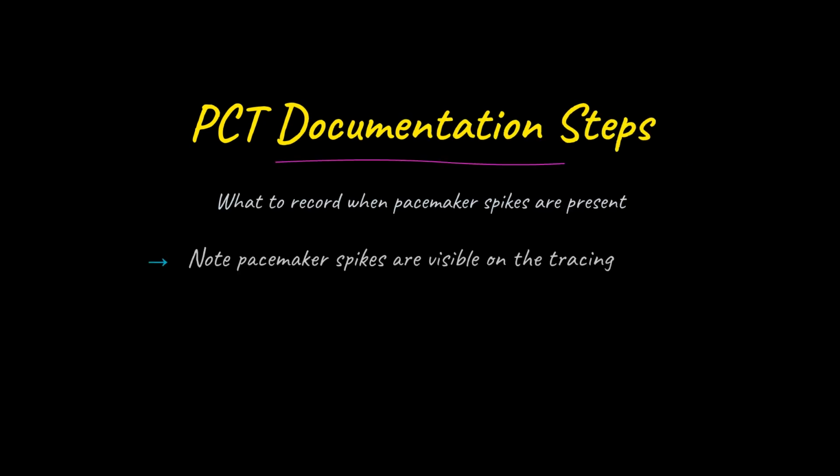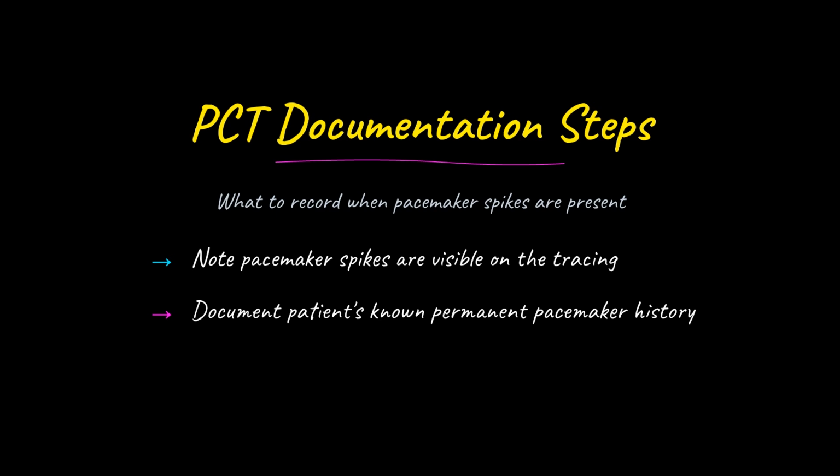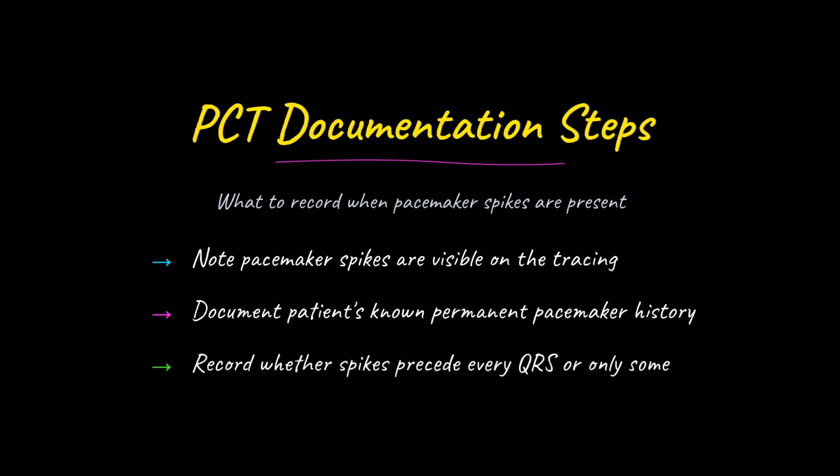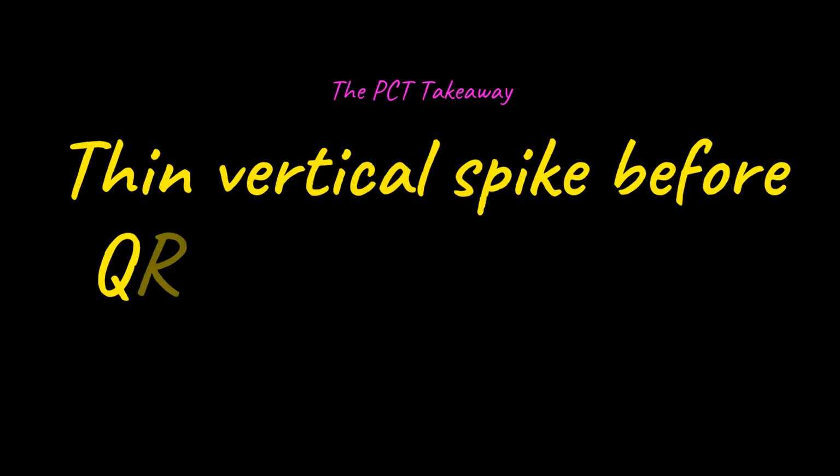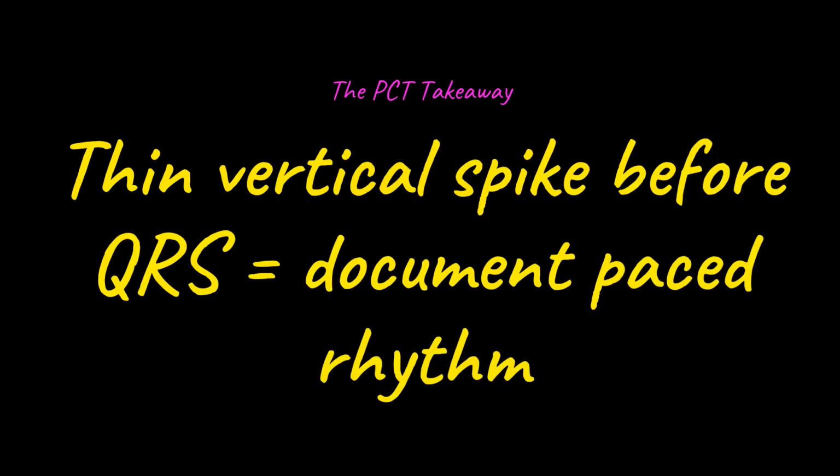The critical PCT action is documentation. The PCT notes that pacemaker spikes are present, that the patient has a known permanent pacemaker, and whether spikes precede every QRS complex or only some. This context allows the reading provider to distinguish paced rhythm from native rhythm and to evaluate whether the device is functioning correctly. A paced EKG is not a pathological finding, it is expected device output. Recognize the thin vertical spikes, complete the tracing, and document their presence so the interpreting cardiologist has the full clinical picture.